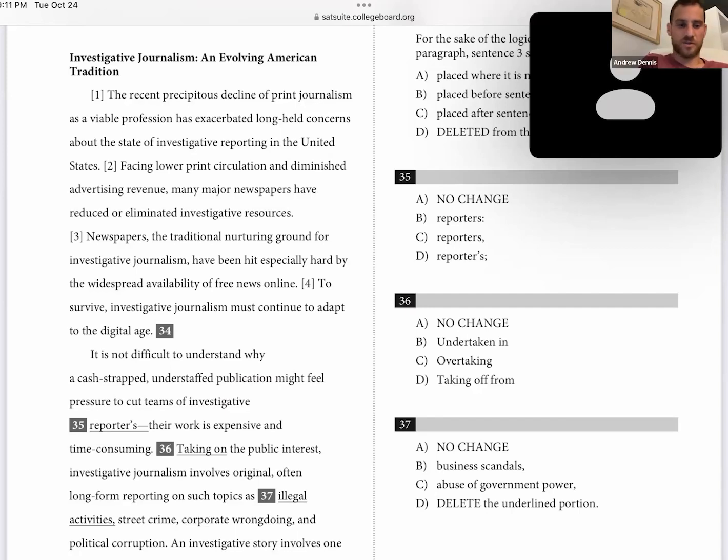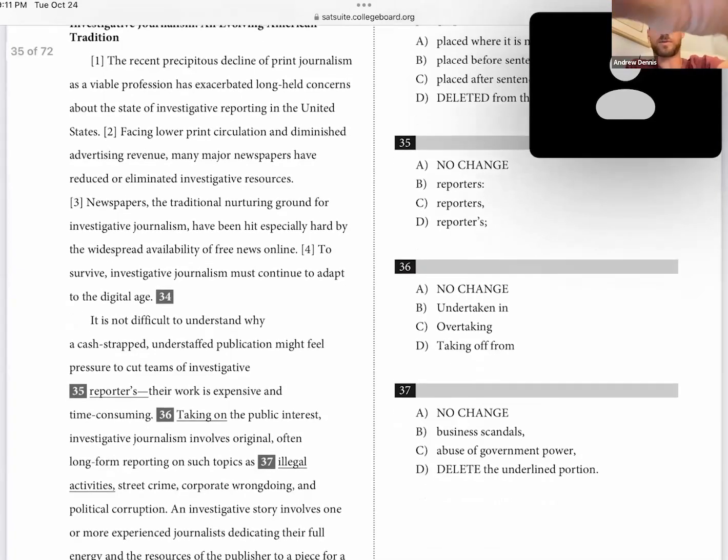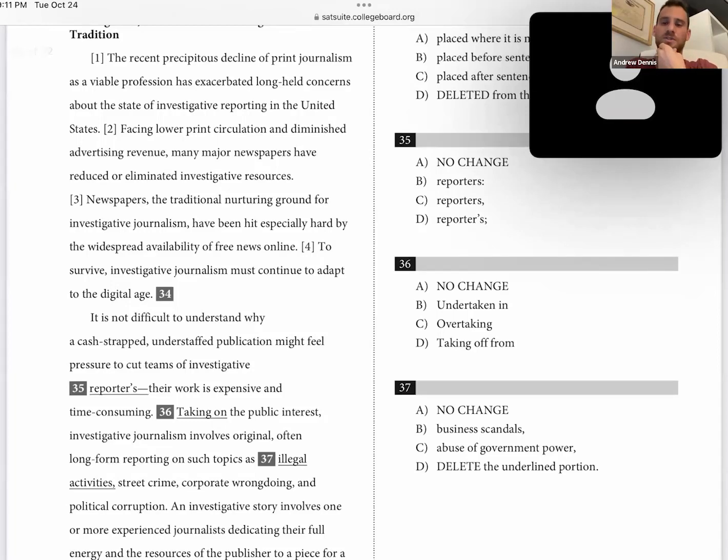Taking on the public interest. Investigative journalism involves original, often long-form reporting on such topics as illegal activities, street crime, corporate wrongdoing, and public government. Taking on the public interest.